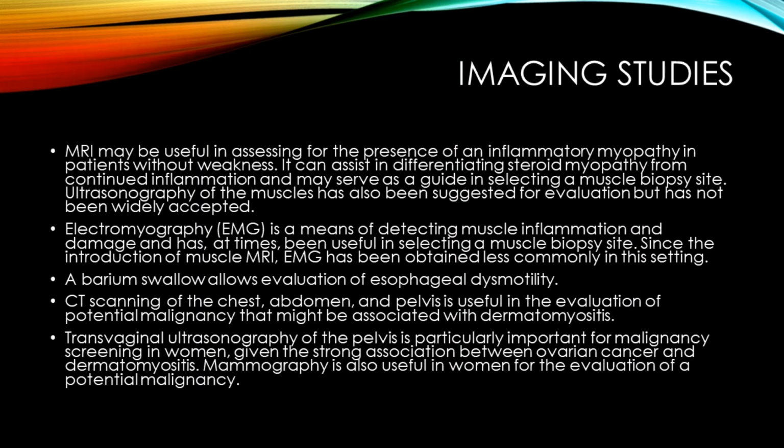A barium swallow allows evaluation of esophageal dysmotility. CT scanning of the chest, abdomen, and pelvis is useful in the evaluation of potential malignancy that might be associated with dermatomyositis. Transvaginal ultrasonography of the pelvis is particularly important for malignancy screening in women. Given the strong association between ovarian cancer and dermatomyositis, mammography is also useful in women for the evaluation of a potential malignancy.